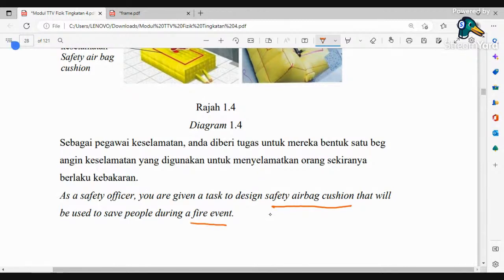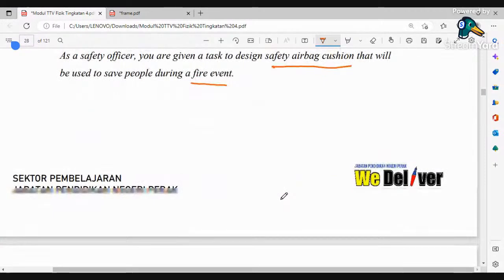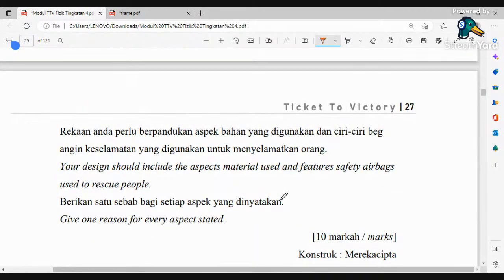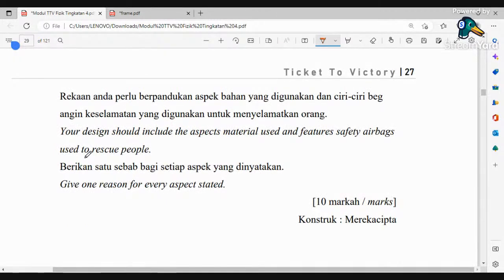Okay, macam mana? So soalan ni section C ialah soalan suggest modification. Okay, ataupun to design tu maksudnya suggest modification. Okay, kita baca lagi. Your design should include aspect material, features, okay, of safety bags to rescue people. Okay, give one reason for every aspect stated, 10 marks.